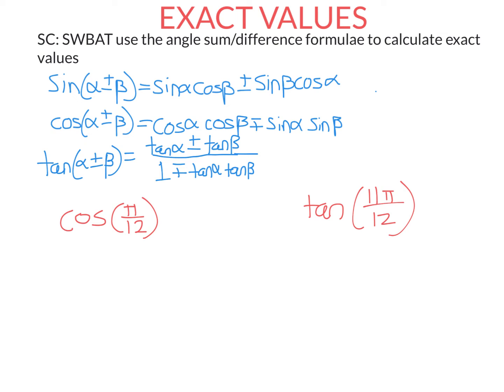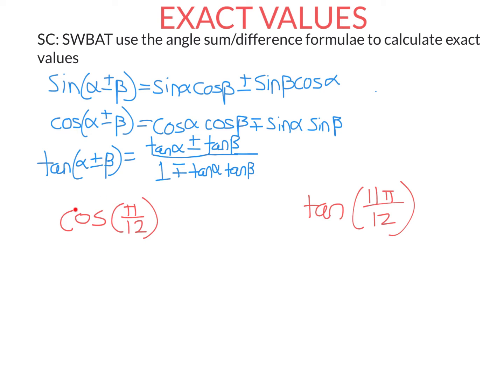Thank you so much for tuning into this video in which we will look at using the sine, cos, and tan angle sum and difference formula to calculate exact values. So we already know the exact values for sine, cos, and tan when the angle is a multiple of 30 degrees or 45 degrees, that's pi on 6 radians or pi on 4 radians. But we can use these formulas to come up with exact values when the angle is a multiple of 15 degrees or pi on 12 radians.